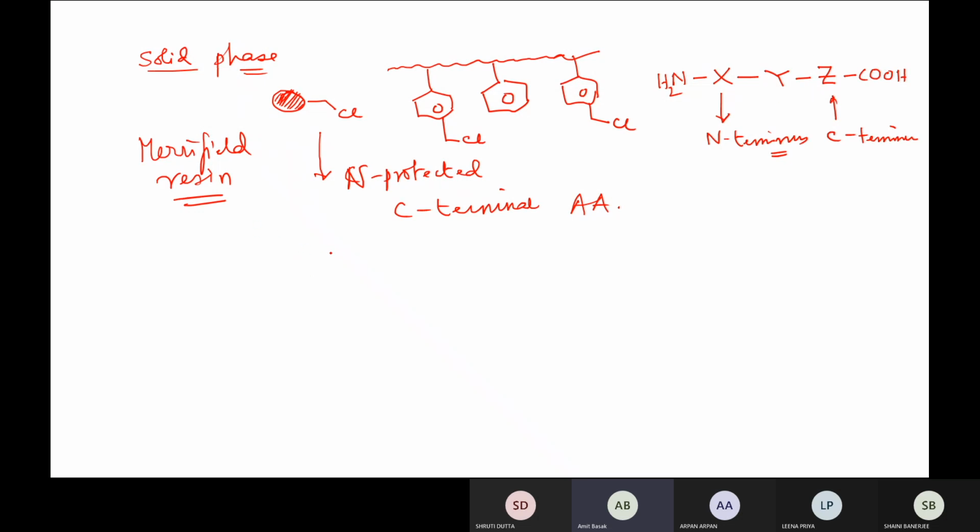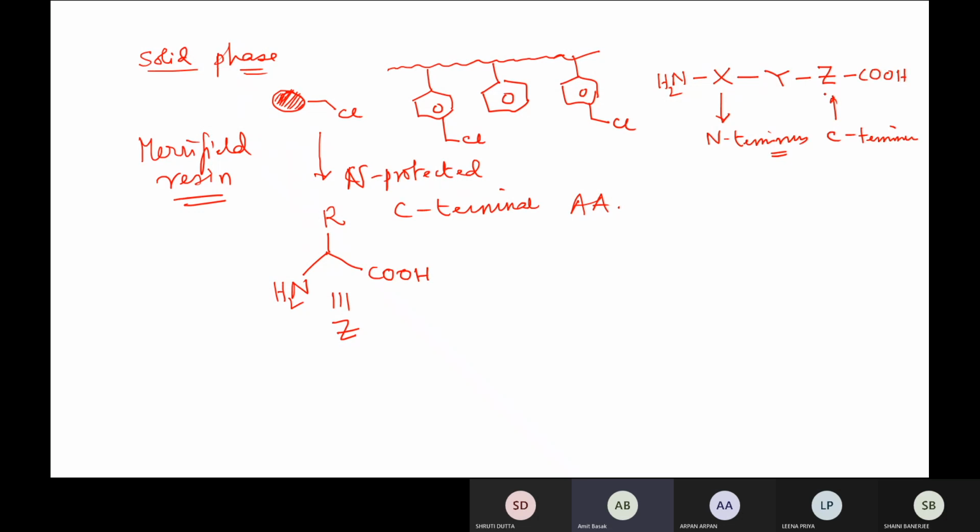An amino acid has two functional groups, CO2H and NH2. In addition, it may have others, depending on the nature of R. Sometimes R has another NH2, or R may have an OH or SH. But these are the mandatory functional groups present in the amino acid. So the first step is that you have to take an N-protected amino acid. So this is basically your Z.